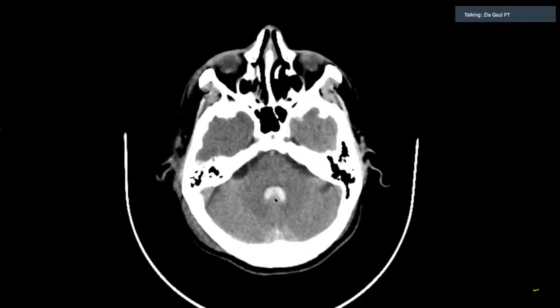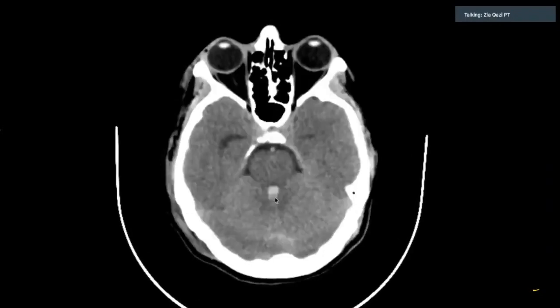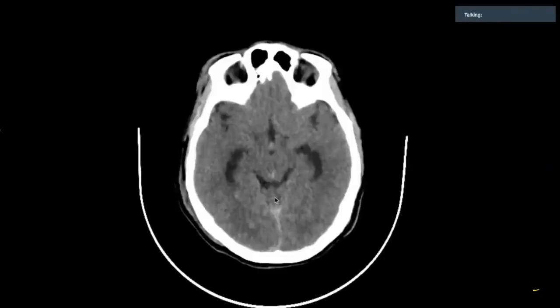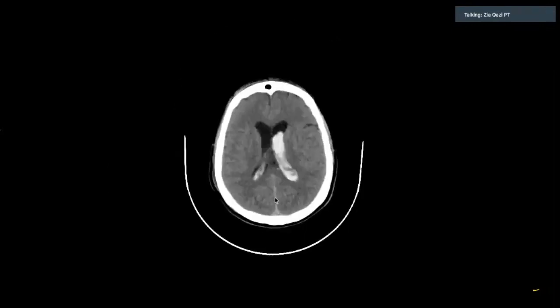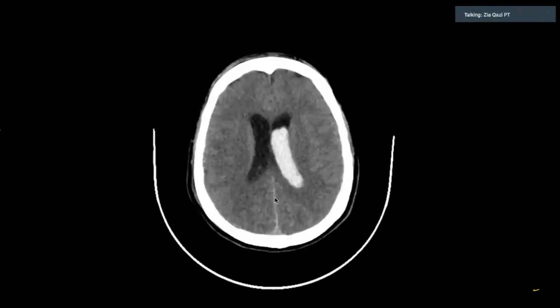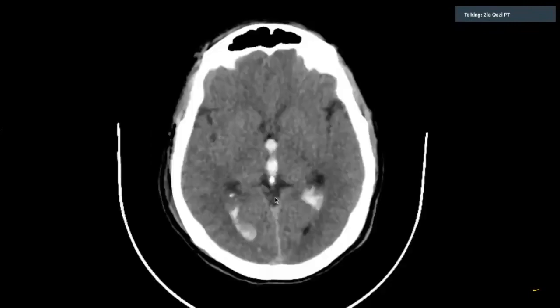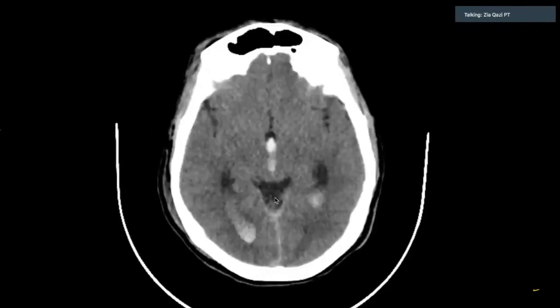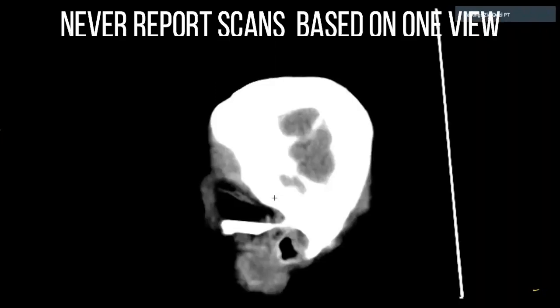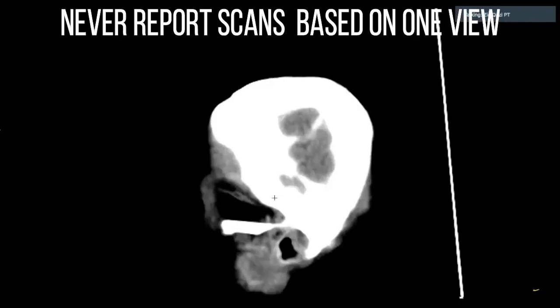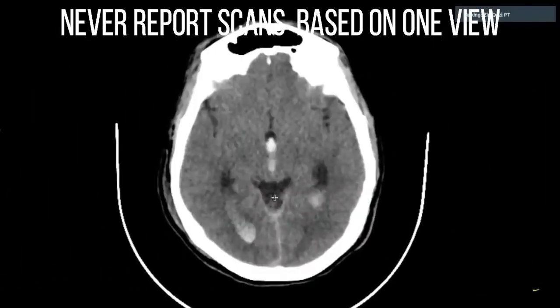This was one view of the scan. We know there is some bleeding going on from the fourth ventricle covering the cerebellum, going up, extending up to the ventricles and covering almost the whole left ventricle, and also extending into the parietal region. Okay, this was the transverse section of the scan. Now we'll see the sagittal section of the scan to understand the extent of the bleed. You cannot just comment or report a scan based on one view or one layer or one section. This was the transverse that we saw.